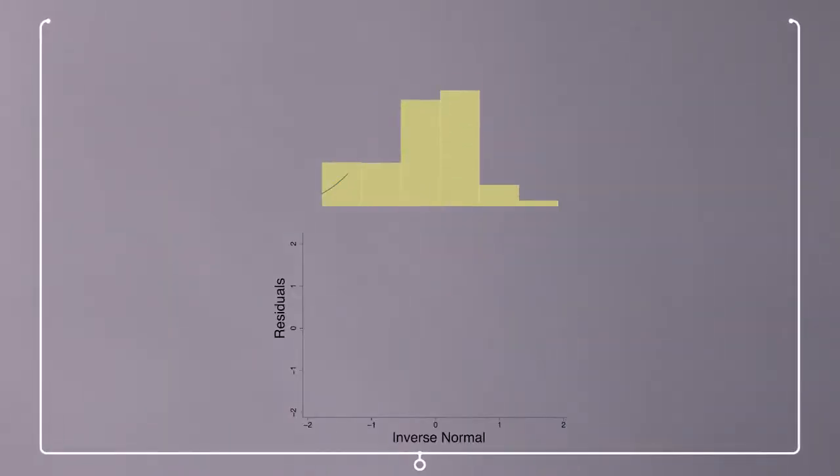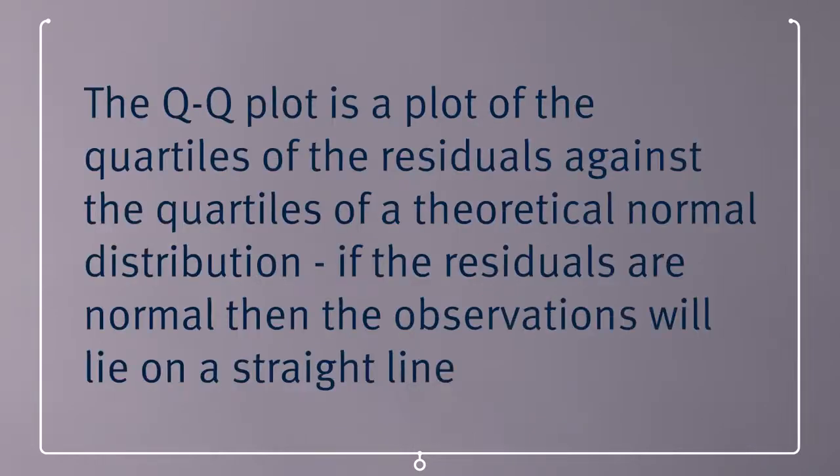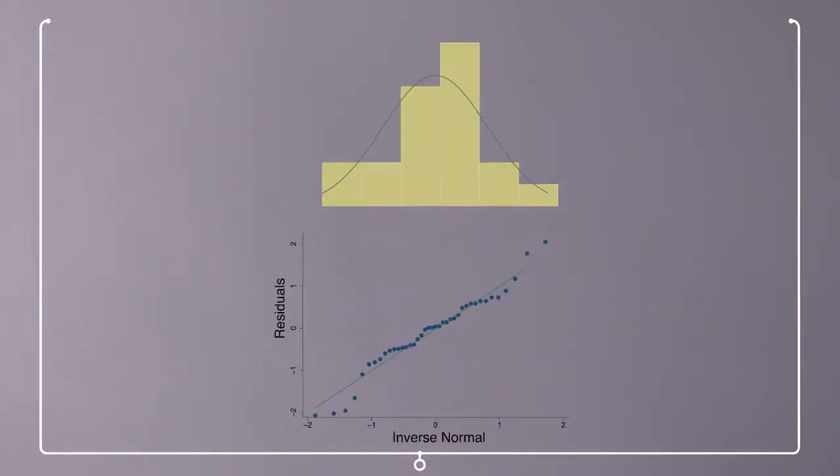So here's an example of a histogram of residuals, and this has come from a model with 40 observations. You can see a normal distribution has been overlaid on the histogram. Below it is the corresponding QQ plot for this data. The QQ plot is a plot of the quantiles of the residuals against the quantiles of the theoretical normal distribution. If the residuals are normal, then the observations will lie on a straight line. Comparing these graphs, you can see that the QQ plot is a bit more informative as it better highlights where the two distributions differ. So what do you make of these plots?